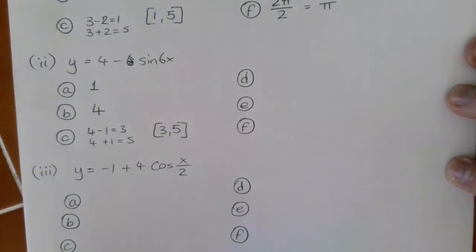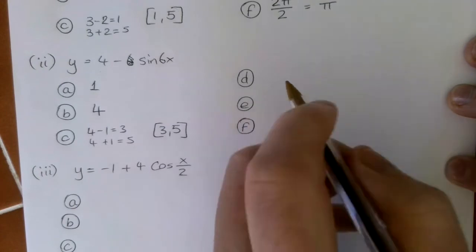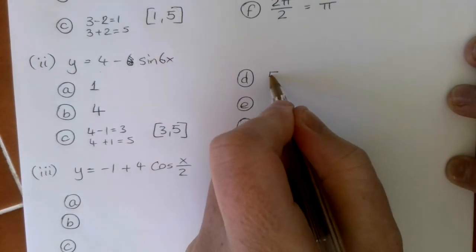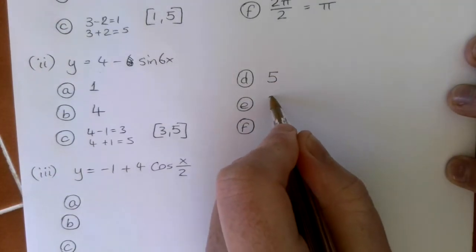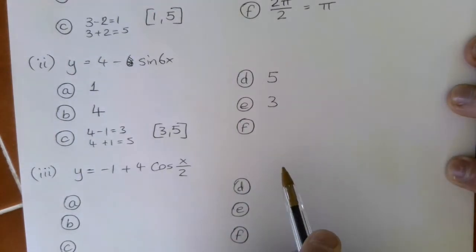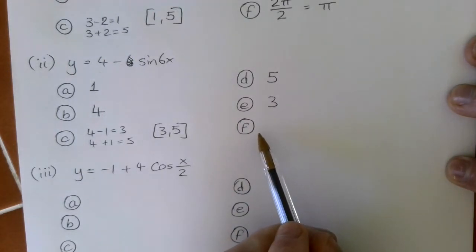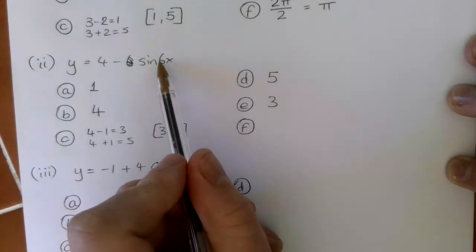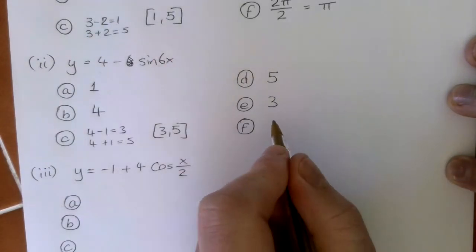And then that automatically answers our next two questions. Part D, which is the maximum value, is going to be 5. E is the minimum value, which is going to be 3. And then last but not least, we have the period of it. So the period is all to do with this here. So it's going to be 2 pi.